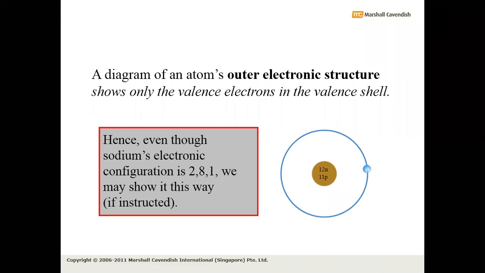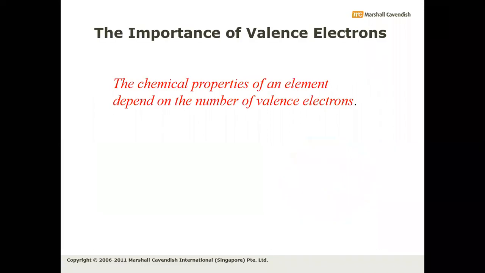For example, 12 neutrons and 11 protons, so it's sodium, you can just write Na, and then you draw a shell, which is the outermost shell, and then you add one electron, because sodium has an electronic configuration of 281, so it has one electron in the outermost shell. And you don't need to draw the inner shells, the first shell and the second shell, you just need to draw the third shell, which is the outermost shell, and it shows that it has a valency of one electron in the outermost shell. The valency or the electronic configuration is very important.